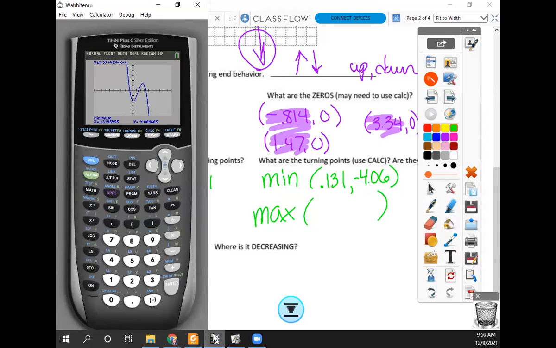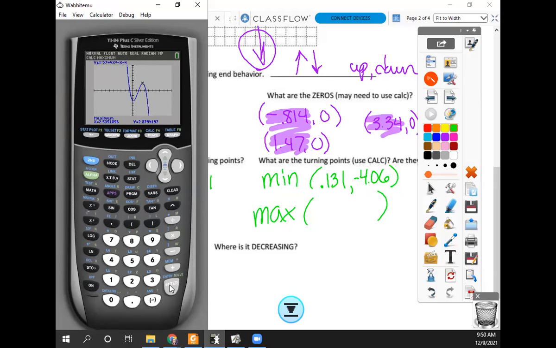Okay, so we're going to do the same steps for max. So we'll do second, calc, max is number 4. So I'm just going to get closer to the max. Make sure you stay on the left of it, don't cross over the max. Hit enter once you're sure you're close enough, but not too far. Cross over, go to the right. I love the dotted lines that this one does. You don't need to take a guess. Just hit enter. Once you hit right, you can take a guess, but it's a waste of clicking.